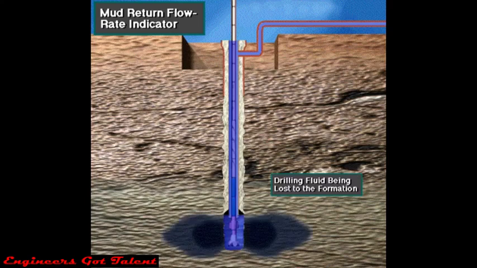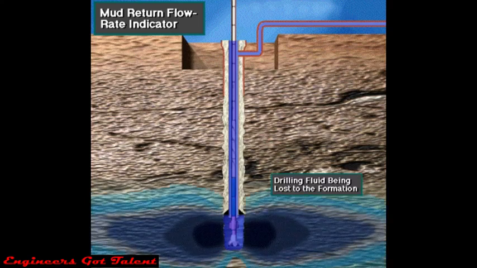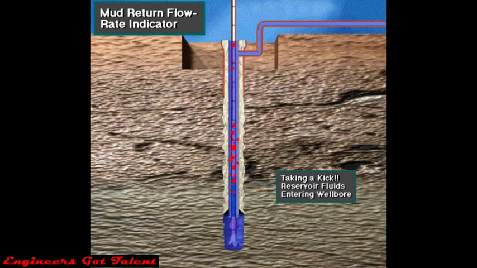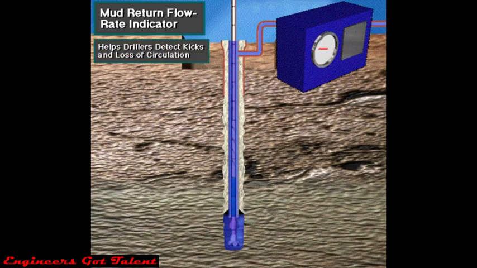If the flow rate decreases, mud may be being lost to a downhole formation. If the flow rate increases, formation fluids may have entered the hole and are forcing drilling mud out. So, a mud return flow rate indicator can help drillers detect kicks and loss of circulation.